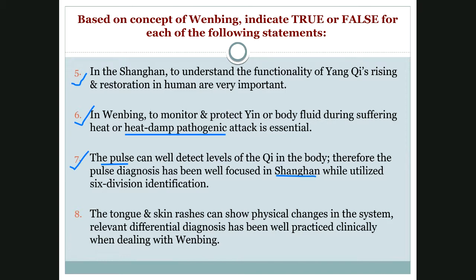Because the tongue and skin rashes can combine together to very well represent the severity of the heat inside the system. So when you stick your tongue out in the morning and check it in front of the mirror, you will know how much heat or damp your body has. That tells you what kind of balance level regarding yin and yang. So this is definitely correct.